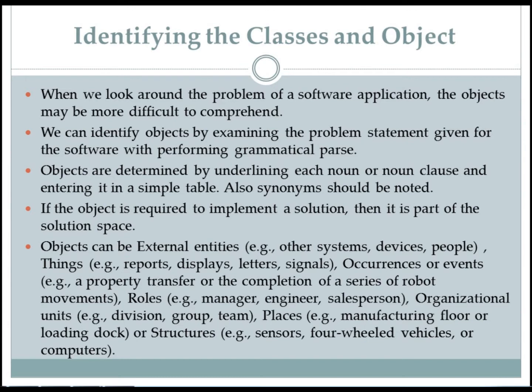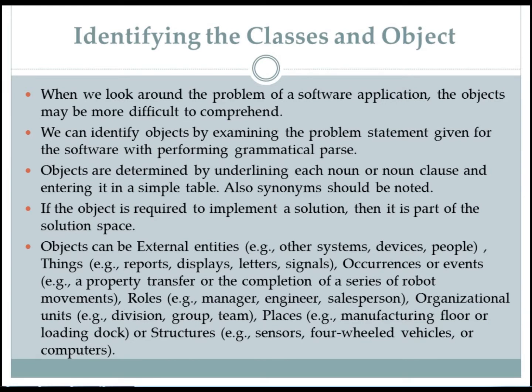Objects can be external entities like other systems or other devices or people who are going to work with it. Objects can be things like reports, displays, letters, signals. Objects can also be identified in the form of occurrences or events like a property transfer or the completion of a series of robot movements and so on.